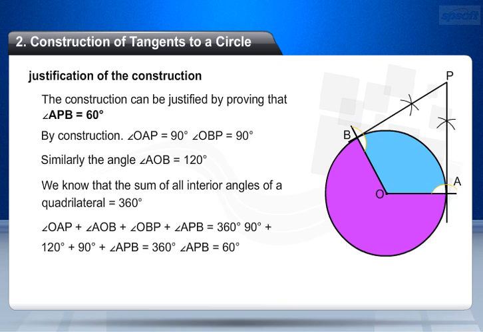On substituting the values of angle OAP as 90 degrees, angle AOB as 120 degrees, angle OBP as 90 degrees, we get 90 degrees plus 120 degrees plus 90 degrees plus angle APB equals 360 degrees. On simplification, we get angle APB equals 60 degrees. Therefore, this is the justification of the construction.